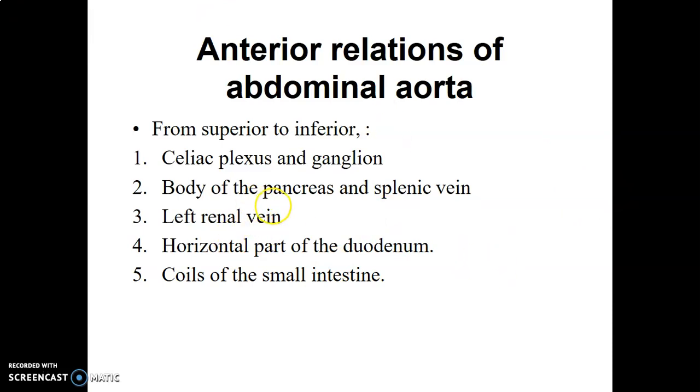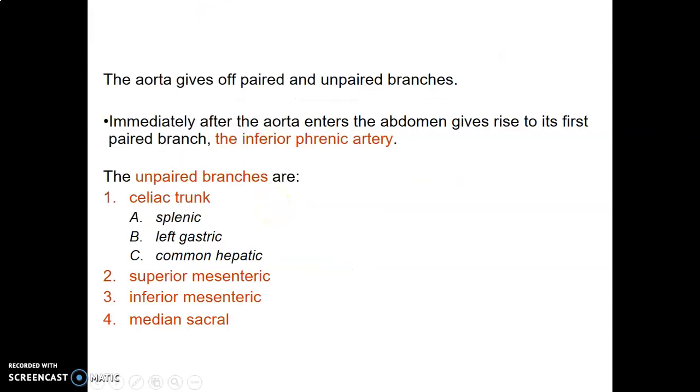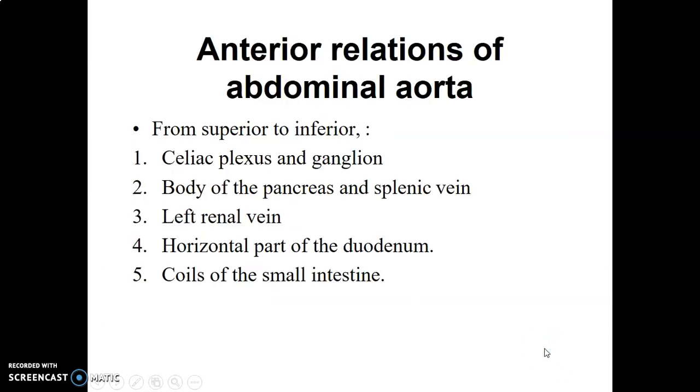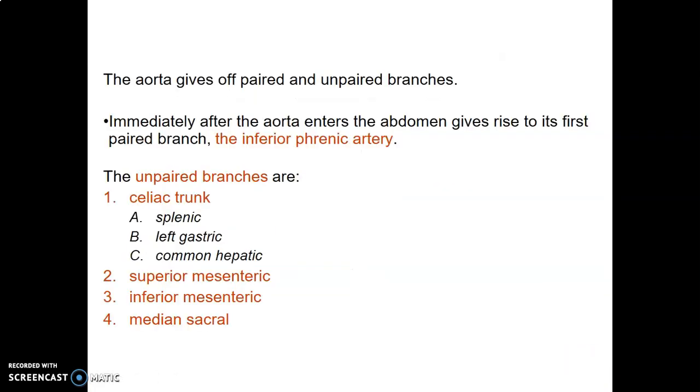So you have the celiac ganglion, the body of the pancreas and splenic vein, left renal vein, horizontal part of the duodenum, and the coils of the small intestine.